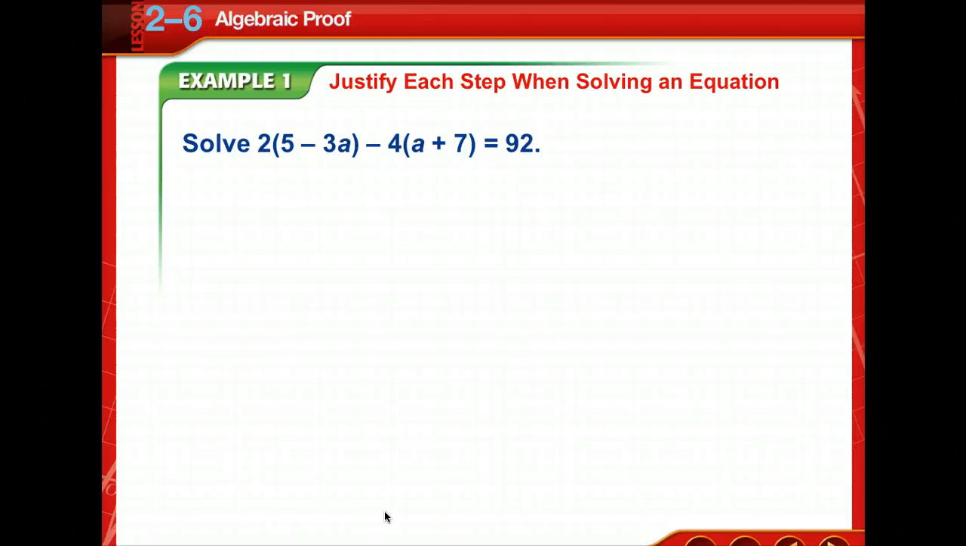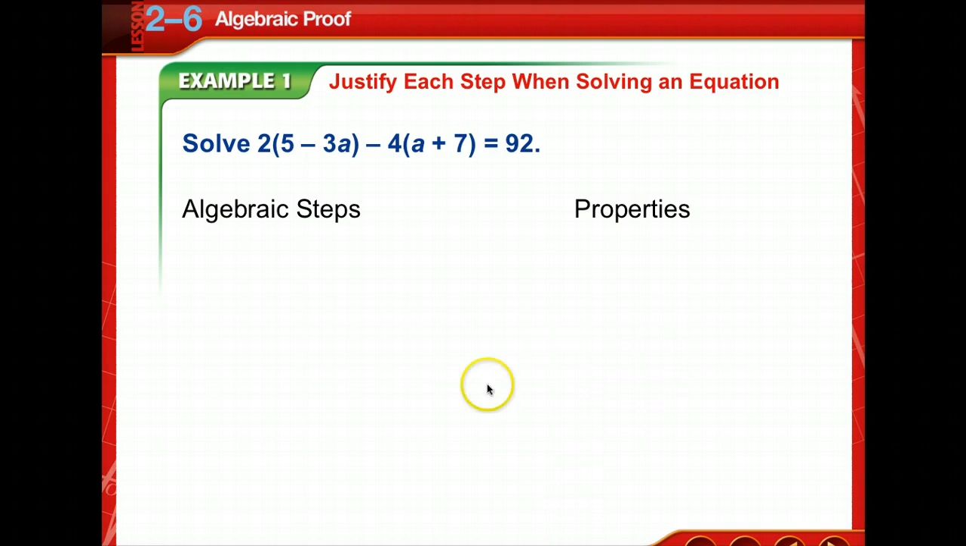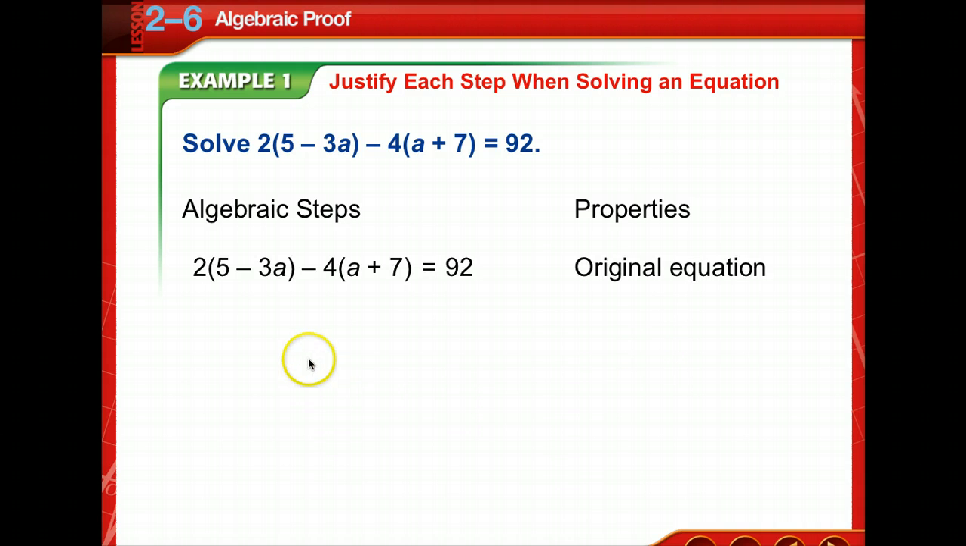Okay, an algebraic proof is a proof that is made up of a series of algebraic statements. So we are going to justify each step while we're solving this equation. First of all, we have the algebraic steps, what we're going to use to break down our solution, and then what properties say that we can do that step. So first of all, we're going to write the original equation. Just like in our paragraph proof, this is what is given.